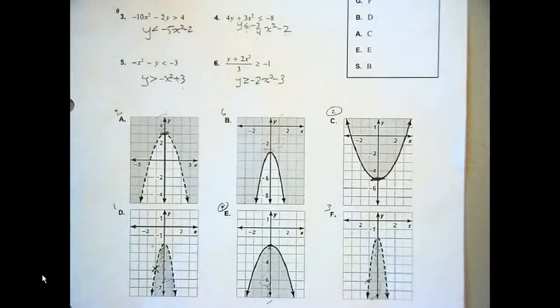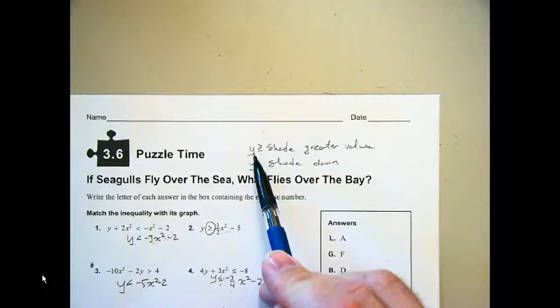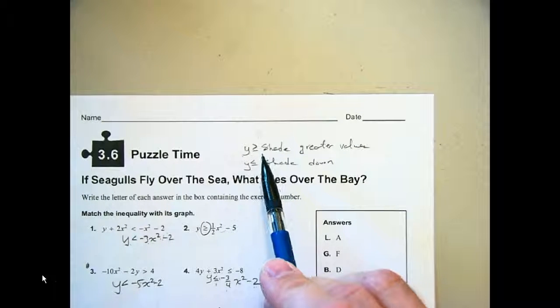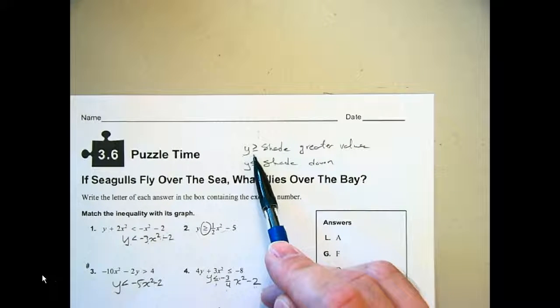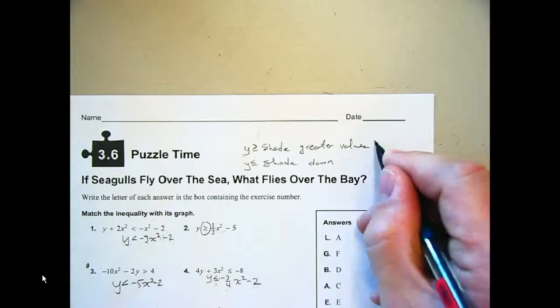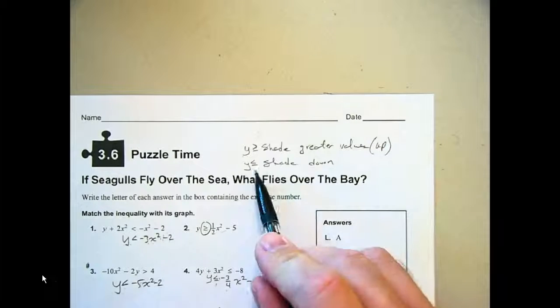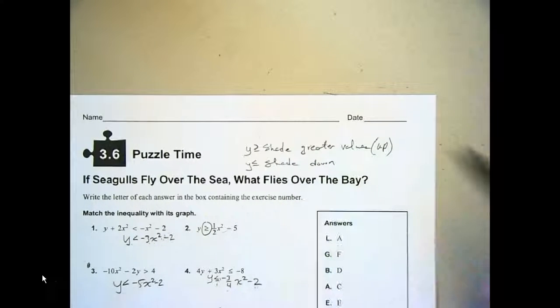Now, those of you testing points, it's okay to do that as well. I'm just trying to show you, if you have it in y form on your left, y greater than or equal to, you shade the greater values, or you shade up the y-axis. Y is less than or equal to, you shade down the y-axis. Okay? All right. Questions?